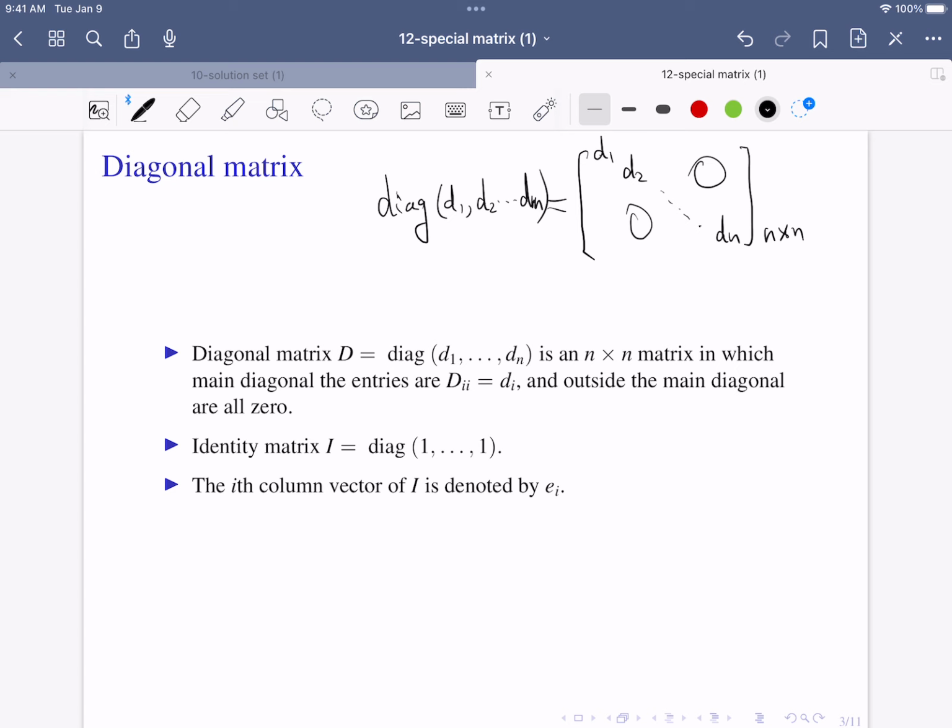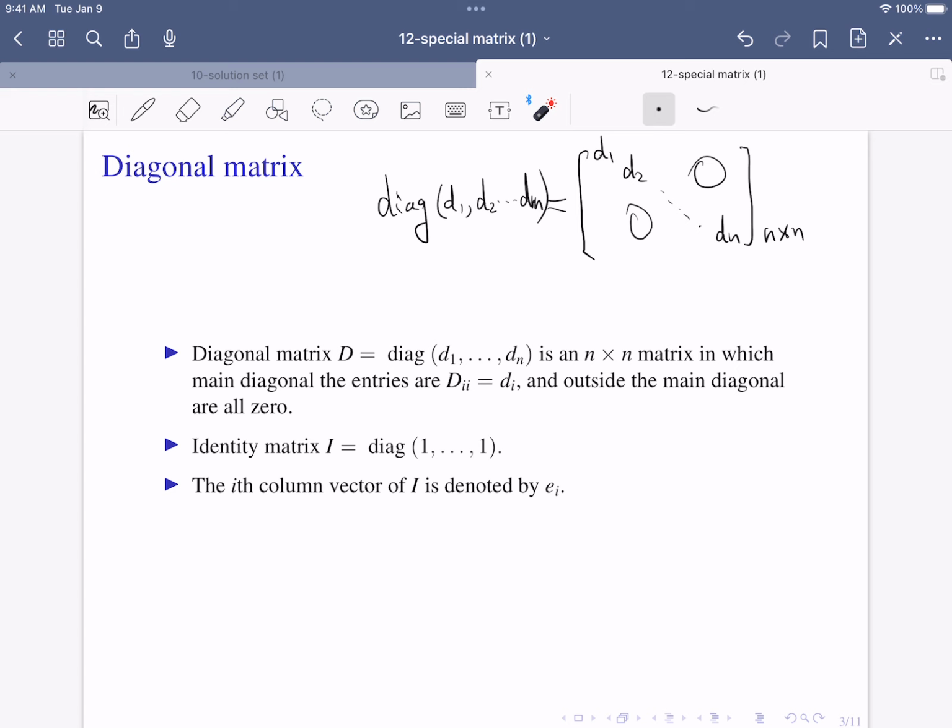And if you are given a diagonal matrix with all diagonal entries 1 and off-diagonal entries 0, then this is a diagonal matrix that has a special name, the so-called identity matrix. So if all d1, d2, up to dn are given by 1, then this diagonal matrix is called the identity matrix.